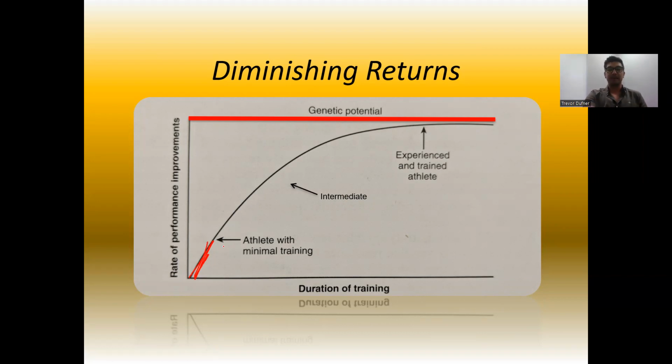And as that begins to peter out, as you begin to see the neuromuscular training begin to diminish, you begin to see this drop off because now you're relying on muscular adaptation. And muscular adaptation is a long-term process. It takes a while for that to occur.